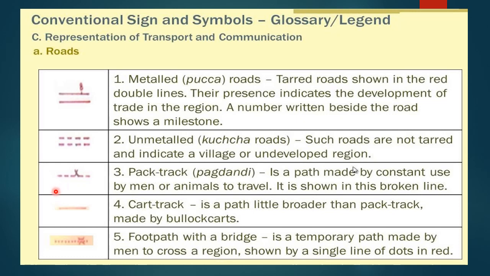The next comes that is the cart track. Cart track, that is the path little broader than pack track, made by bullock carts. Generally, this cart track we find in villages or small towns. The next comes that is the footpath. Footpath along with a bridge. It is a temporary path made by men to cross a region, shown by a single dotted line in red color.